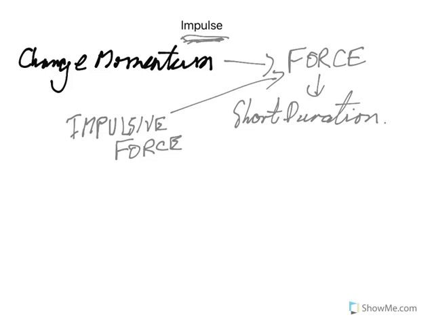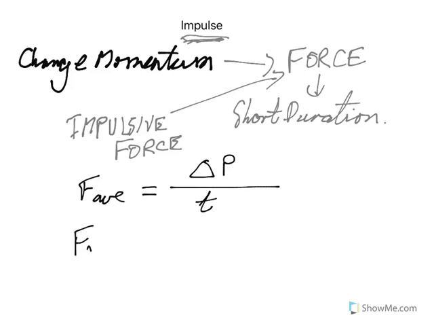So by definition, the average impulsive force is defined as the change in the momentum with time. Alright, so in your notes, i.e. change in momentum in time. So another way, of course, we can write that is that it's the final momentum minus the initial momentum over the time it took.